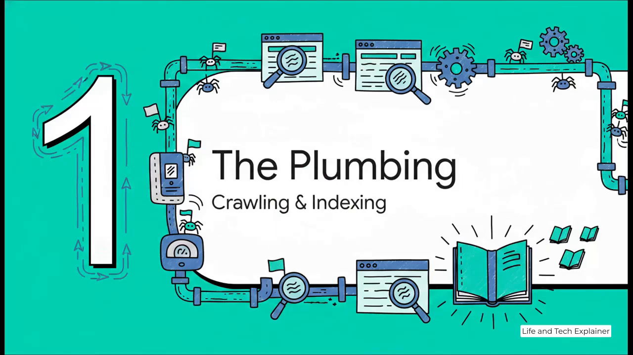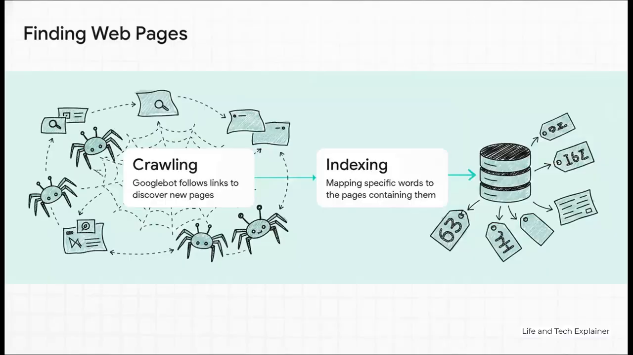Section 1. The plumbing, crawling, and indexing. Before Google can rank the winners and losers, it has to build its massive library. Long before you even touch your keyboard to type a query, Google is out there tirelessly working. The first 2 steps of this process are crawling and indexing. Think of crawling as a massive reconnaissance mission. Google sends out these automated bots, affectionately known as Googlebots or spiders. These bots browse the web, and whenever they find a link, they follow it. They just hop from page to page, downloading the content they find along the way.